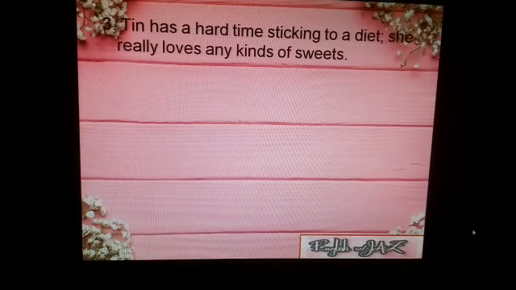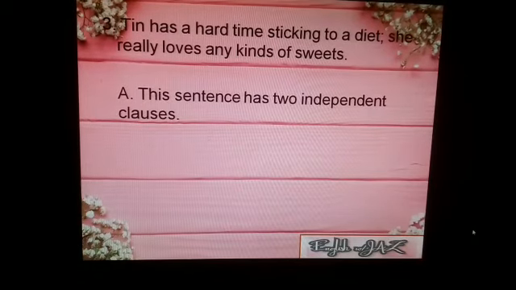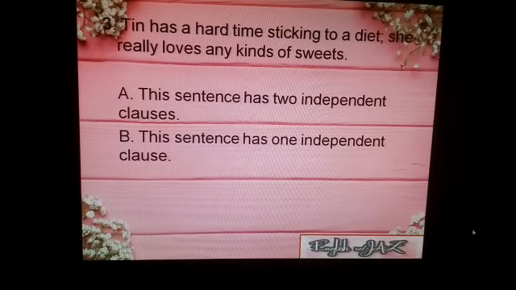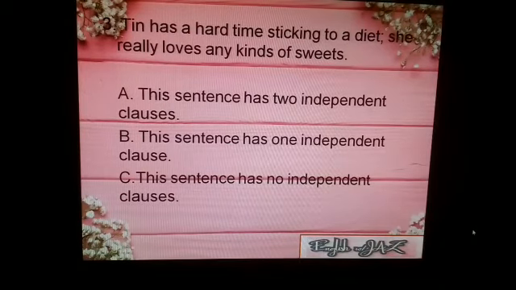Let us have number 3. Tin has a hard time sticking to a diet. She really loves any kinds of sweets. Letter A. This sentence has two independent clauses. Letter B. This sentence has one independent clause. Letter C. This sentence has no independent clauses. Take a look at our sentence. Our answer for number 3 is letter A. This sentence has two independent clauses.